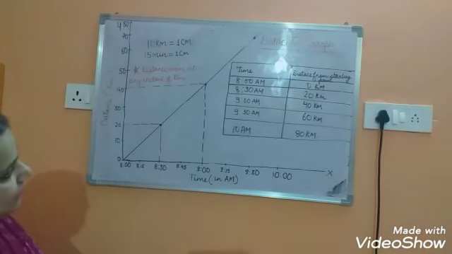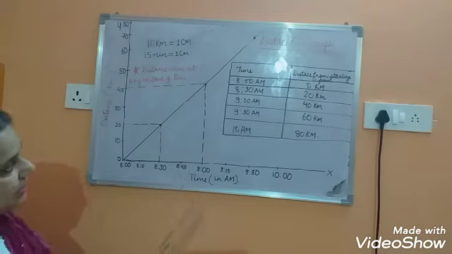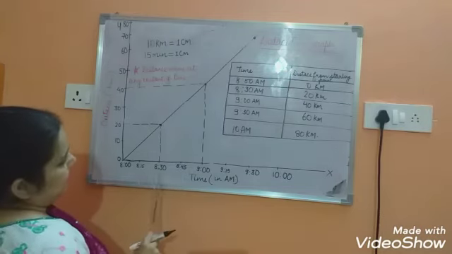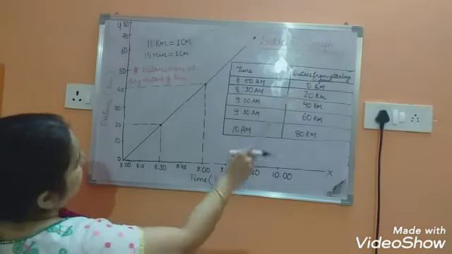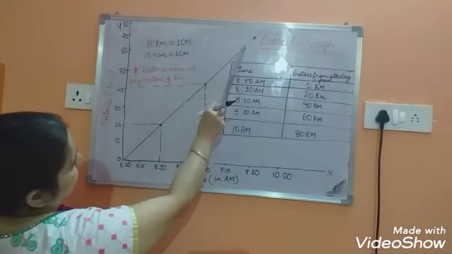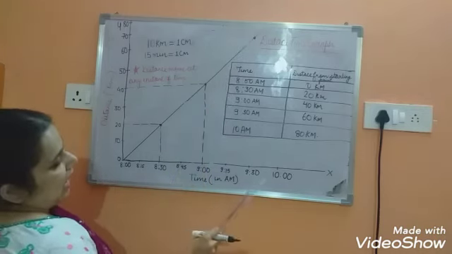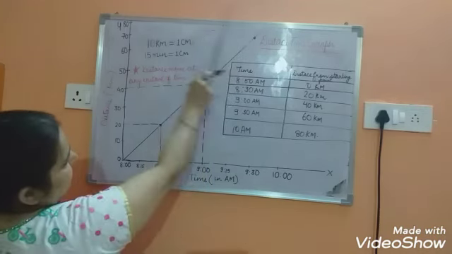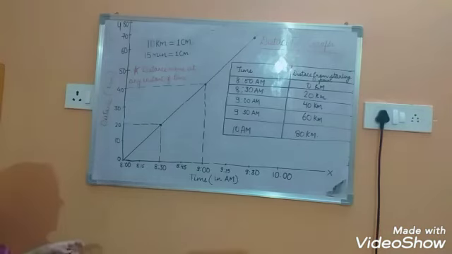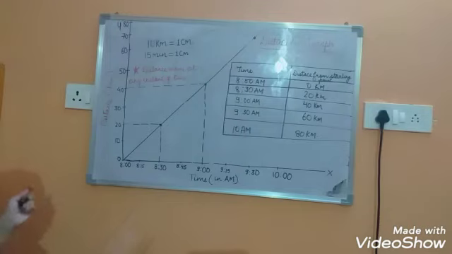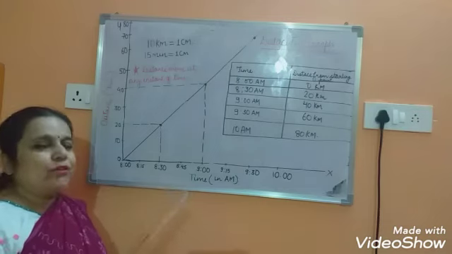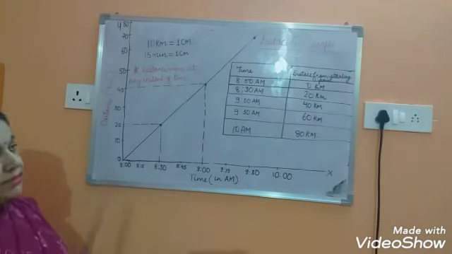In the same way you will draw for 9:30 and 10. 9:30 will be at 60, and 10 will be 80. So in this way again the graph will come in a straight line. The distance-time graph will be a straight line. That means again the object is moving with constant speed.